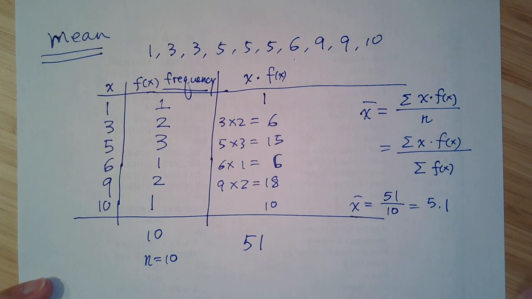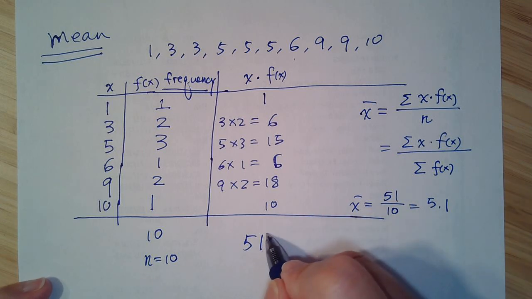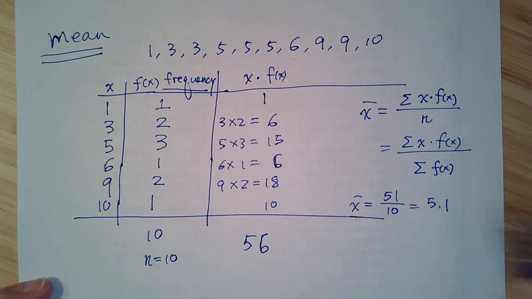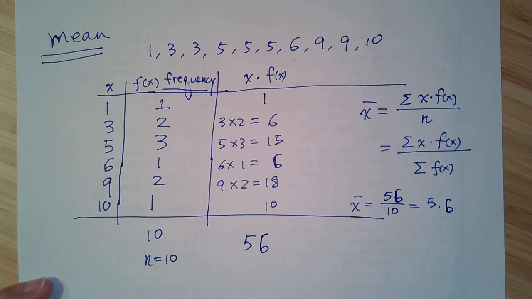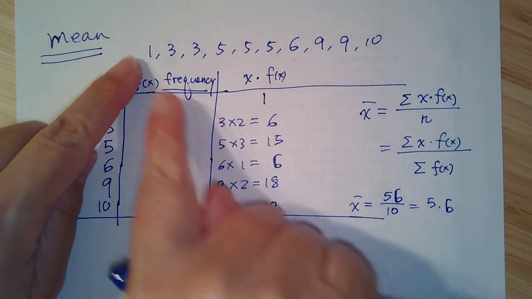Here. Sorry, so that should be 56. Okay, so 56. See, I made a mistake sometimes. And so that's 5.6. All right, so the same thing if you just simply add them up.